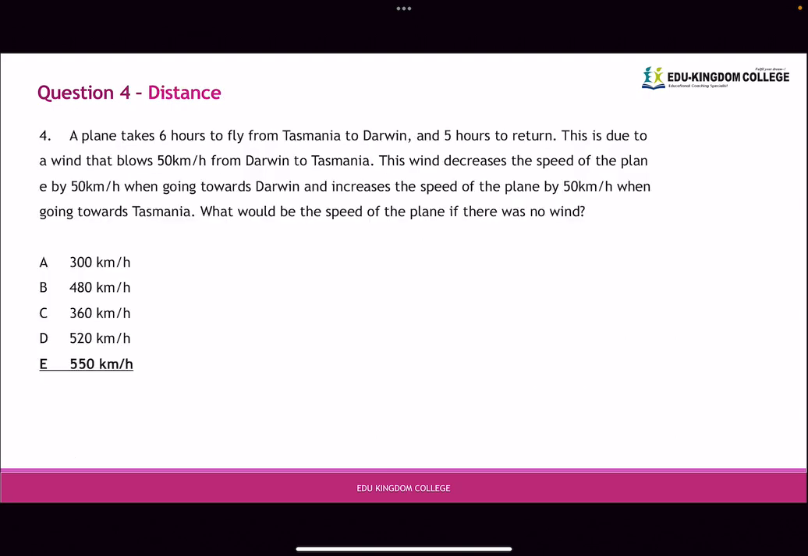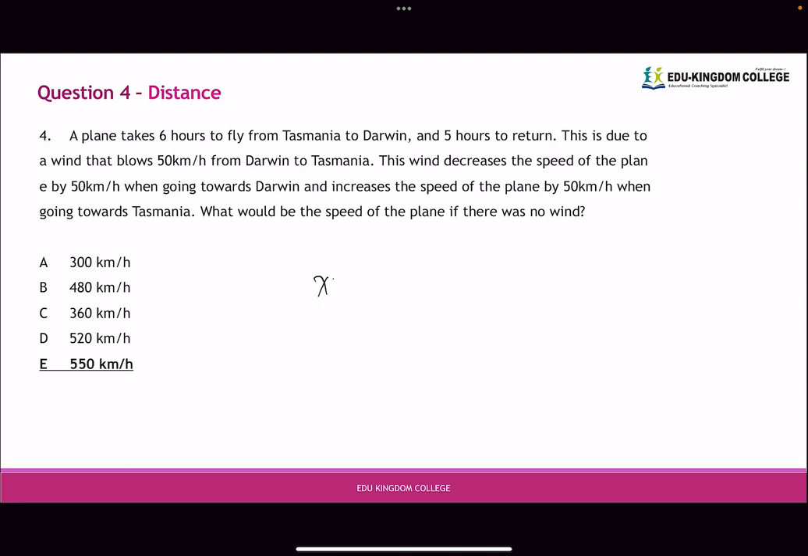Now, a plane takes 6 hours to fly from Tasmania to Darwin, 5 hours to return. So this is due to a wind that blows 50 kilometers per hour from Darwin to Tasmania. The wind decreases the speed of the plane by 50 kilometers per hour when they're going towards Darwin, and increases it by 50 when they're going away from Darwin, towards Tasmania. Okay, so what would the speed of the plane be if there was no wind?